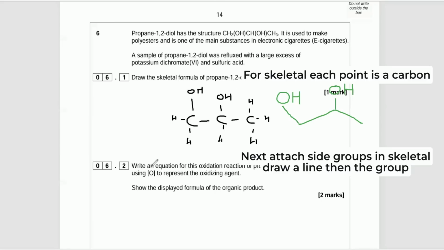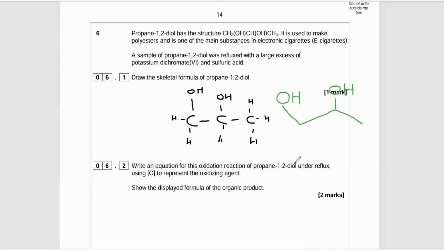Right, 6.2, write an equation for the oxidation. Write an equation for this oxidation reaction of propane 1,2-diol under reflux, using O to represent the oxidizing agent. Show the displayed formula of the organic product, and it's 2 marks, right? So we don't need to write out potassium dichromate, which is our oxidizing agent. We just need to use an O for every oxygen we need.